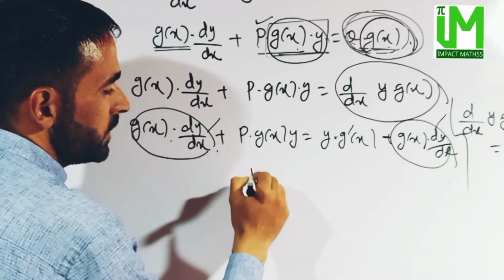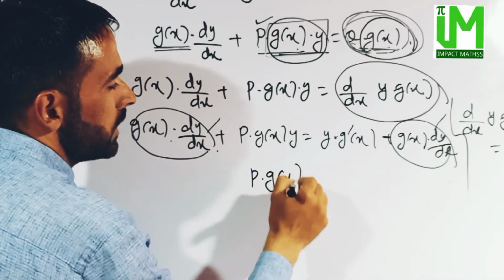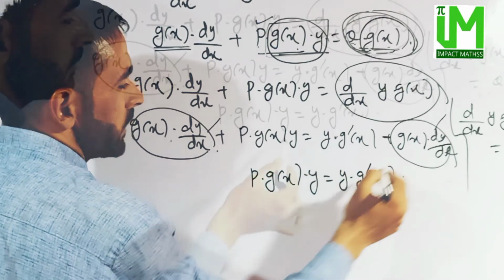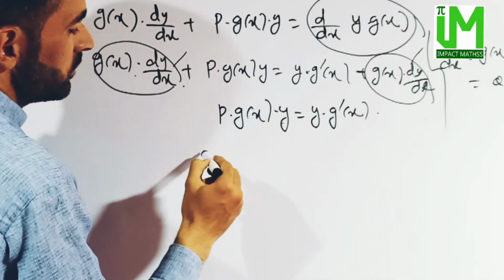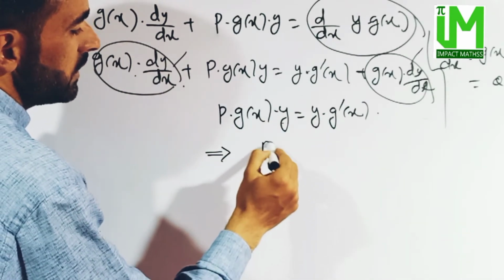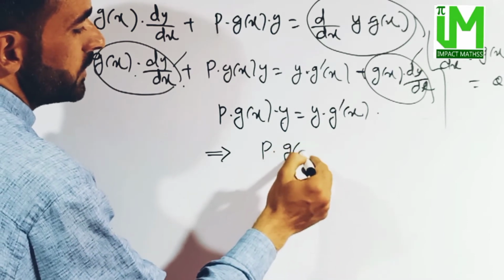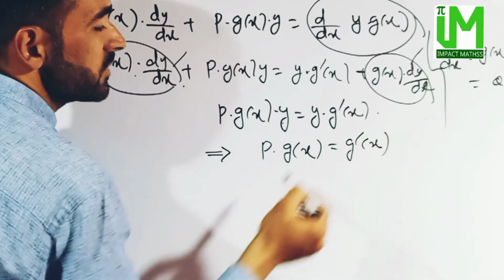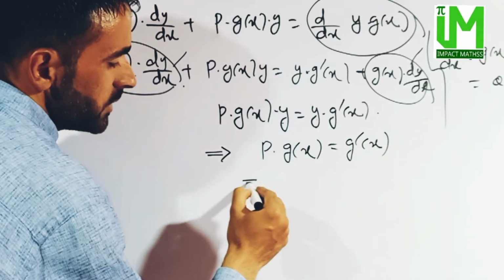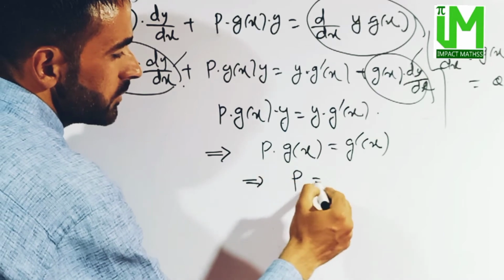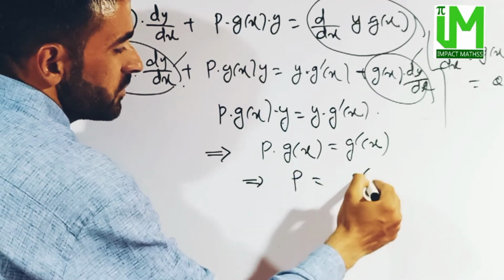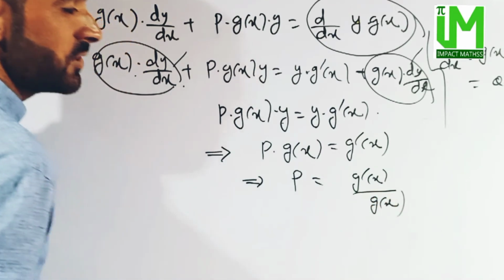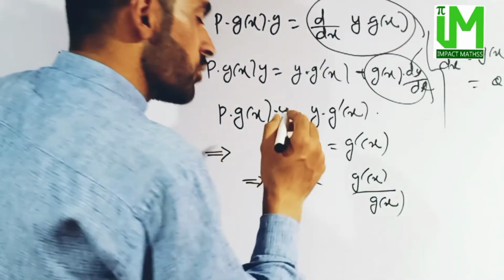we have p into g of x into y is equal to y into g dash of x. Now y and y cancel, so that means we will obtain p into g of x is equal to g dash of x, which further means the value of p will be g dash of x divided by g of x. So p is equal to g dash of x divided by g of x.